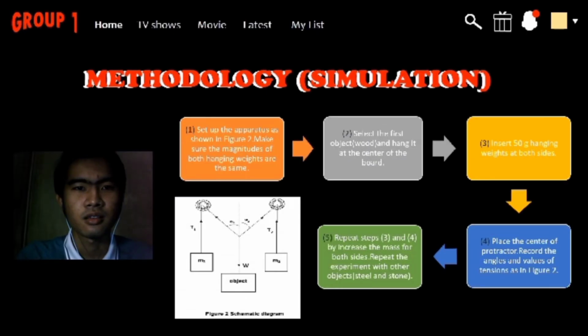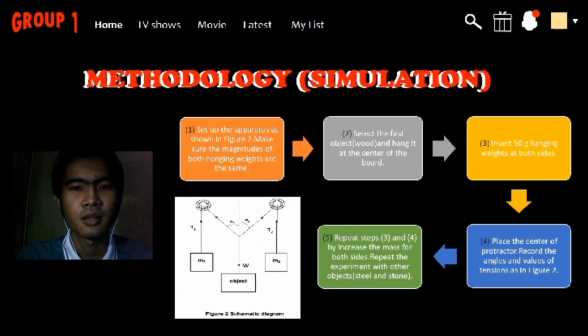Next, methodology for simulation. First, set up the apparatus as shown in figure 2. Make sure the magnitudes of both hanging weights are the same. Second, select the first object, which is wood, and hang it at the center of the board. Third, insert 50 gram hanging weights at both sides.